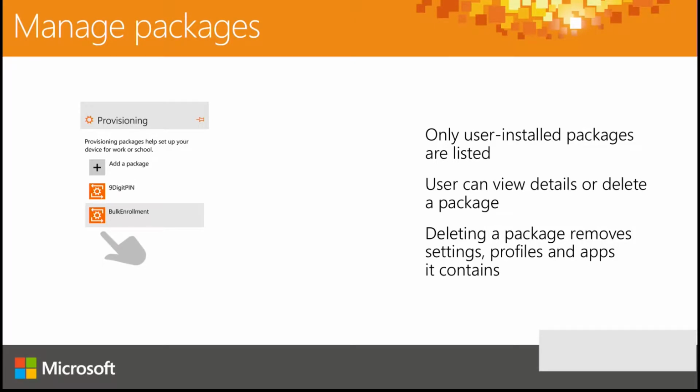So when we're managing packages, we can go in and actually see what the packages have done. Okay, so for example, I've got a number of packages that I've added to this device. I've got a 9-digit PIN because I really like my users a lot. I can then see the other one, which is my bulk enrollment. I can delete the package. I can remove the settings profile of NAPs.